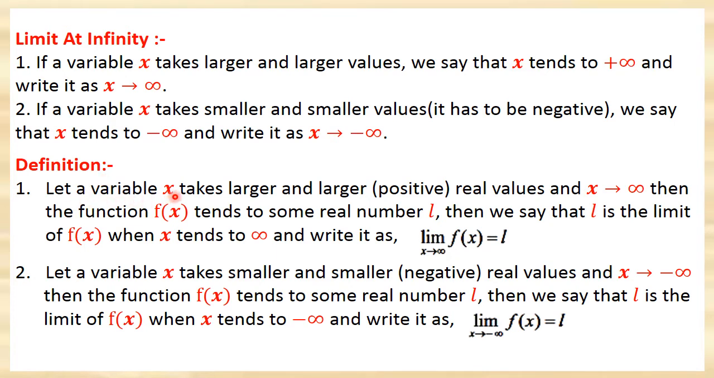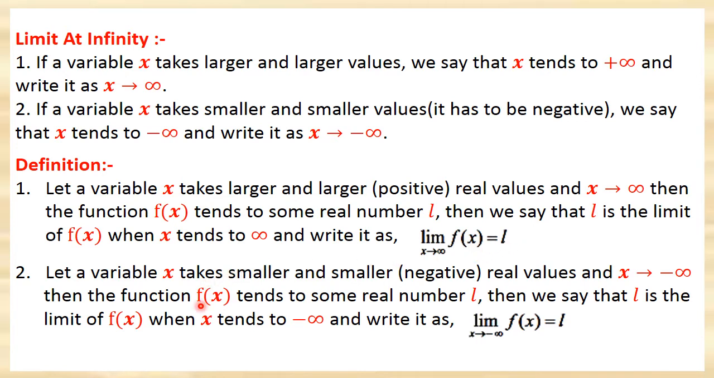Let a variable x take larger and larger values. Here we consider the positive values for x. Then we say x tends to infinity. Then the function f(x) tends to some real number L, that is, when the variable tends to some value, the function also will tend to some real number L. Then we say that L is the limit of f(x) when x tends to infinity, and we write it as lim x→∞ f(x) = L.